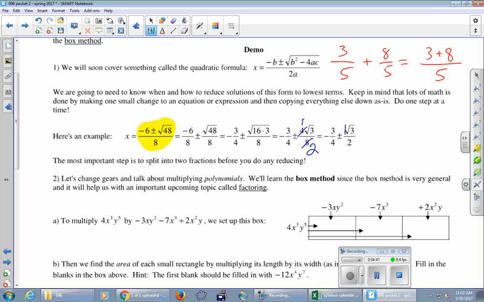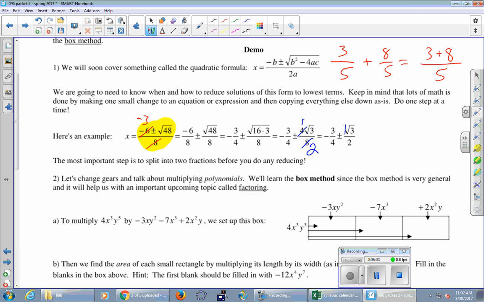So the key in that first step is to split into two fractions, and then you just simplify them separately. Point out a couple of other things here. Number one, if you do not split into two fractions, here's the common mistake that I see. People say, okay, -6 and -8 reduce, right? 2 goes into both. What's on top?